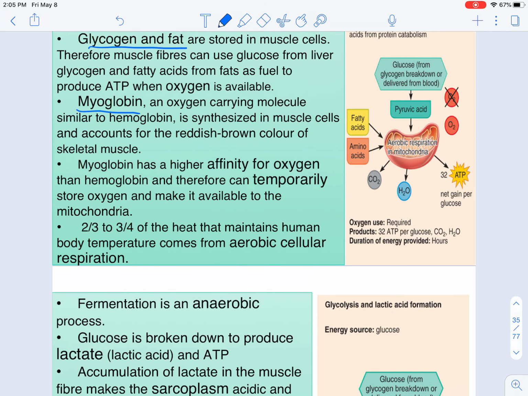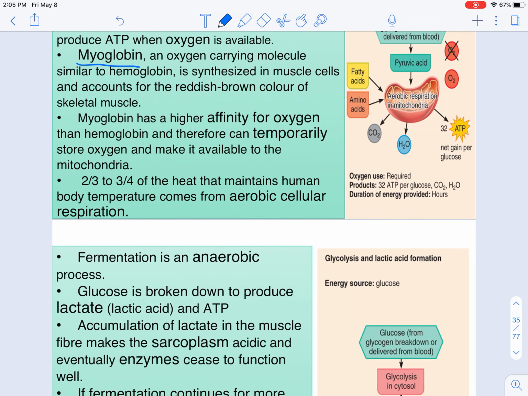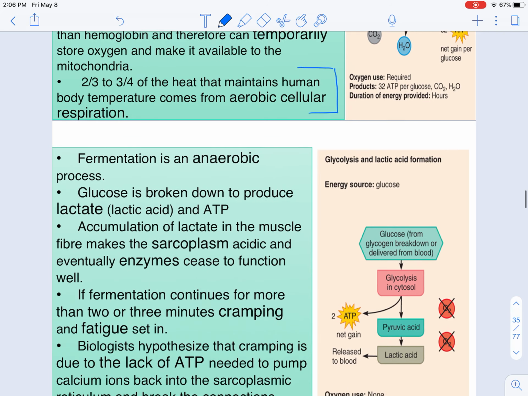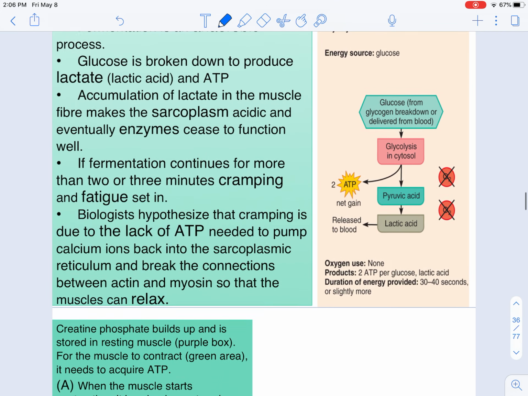Myoglobin, good to know. Remember, it's like hemoglobin. It carries oxygen for the respiration process. And it says that there's a lot of heat produced when muscles are contracting. That's why you feel so warm when you're working out. And that is also heat that's helping maintain your body temperature.